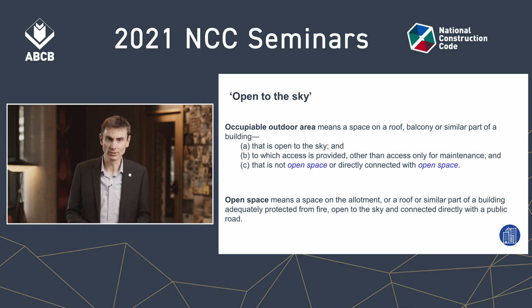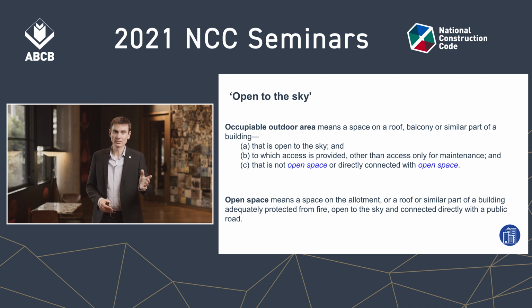An open space, as shown by the following defined term, is that bit of an allotment or even a building that you can walk on when you leave an exit and you're on your way to the road, hence the direct connection to road. And interestingly, you'll also see that the open space definition uses this phrase, open to the sky also. Now, in both cases, being open to the sky is a criterion for the definition. You can't be an occupiable outdoor area or an open space if you're not open to the sky. So what do we mean by open to the sky?